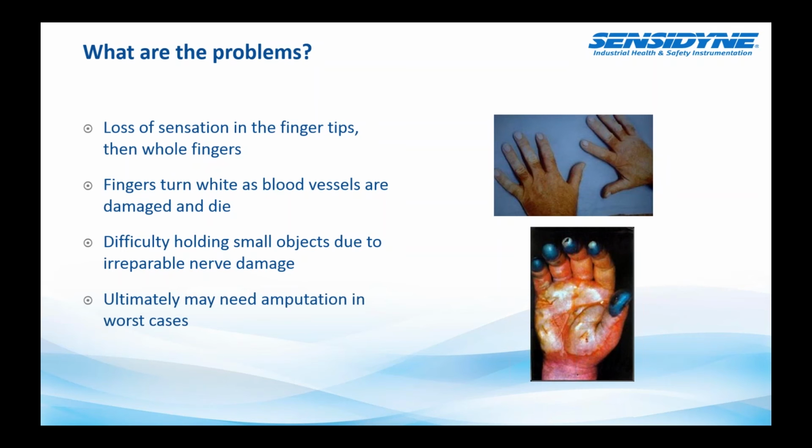Again, some more examples here that you'll find. These are all early onset signs here, but the picture in the top right-hand corner there certainly shows a couple of fingers that are starting to get this white finger syndrome.